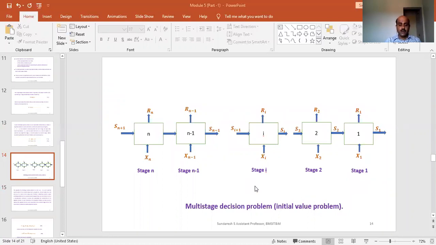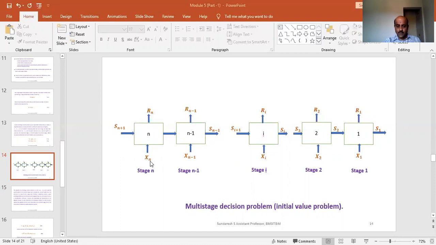Here, this is the multi-stage problem, the initial value problem, what we call it as. So when you look at this, this is the representation of a multi-stage decision problem. So we have n stages, starting from 1, 2, i, n minus 1 and n. The input to the last stage, stage n, is Sn plus 1.